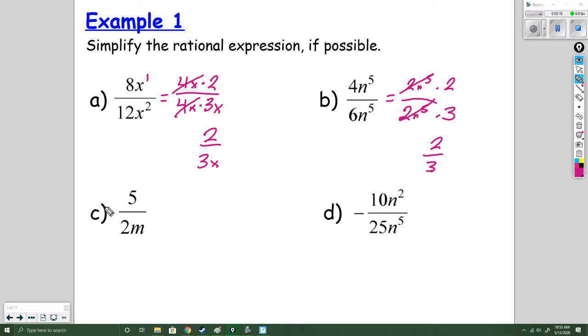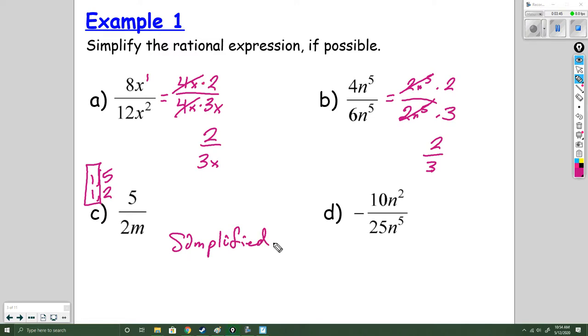If we take a look at C, 5 and 2, if we think about the factors of 5, that's just 1 and 5. And if we think about the factors of 2, that's just 1 and 2. And then there's only an m in the denominator, no m in the numerator. So the common factor there is 1, so that means this is already simplified. If the only common factor is 1 or negative 1, then this thing is already simplified.